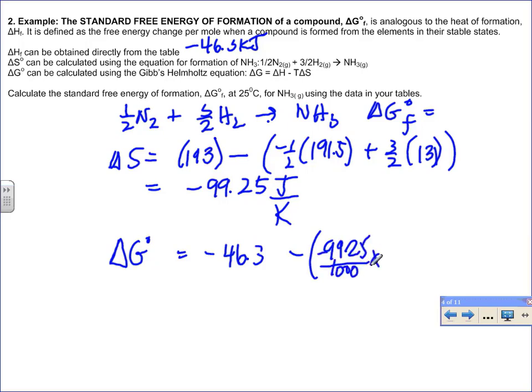This time I'm putting it into the equation by dividing by 1,000. You can do it before or put it in, it doesn't matter. And I get 16.7 kilojoules per mole. Now in the thermodynamic tables, we also have delta G naught F's listed. And when we look up the delta G naught F for ammonia, we find that it is negative 16.7, which is what we expect based on this calculation.